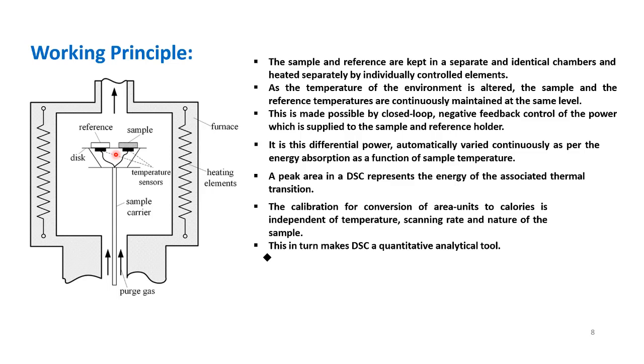This is made possible by the help of a closed loop negative feedback control of the power which is supplied to the sample and reference. And this is the differential power which is automatically varied continuously as per the energy absorption as a function of sample temperature. So if the sample is taking more heat, then in that case it needs to dissipate the heat to come to the set temperature.